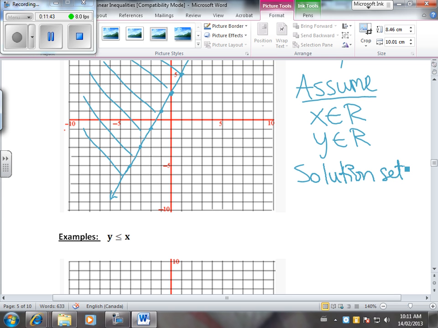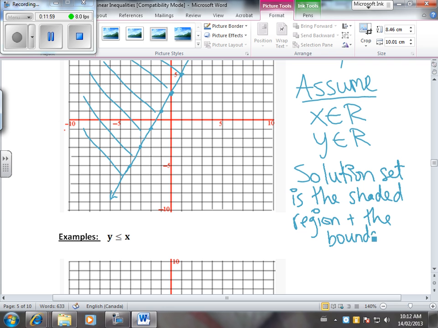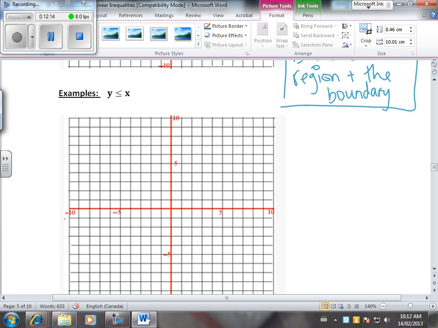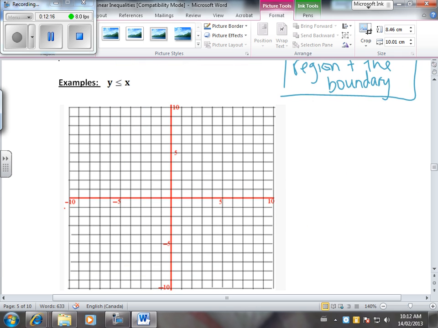Solution set is the shaded region and the boundary. And the boundary is included because it's a solid line. So it's a possibility that that is included in the solution set. Okay? And we find the solution set basically wherever the graph is shaded. Okay? So here we have y is less than or equal to x.